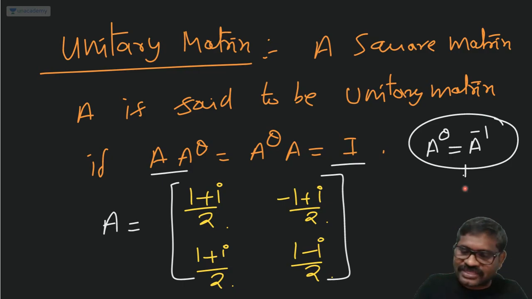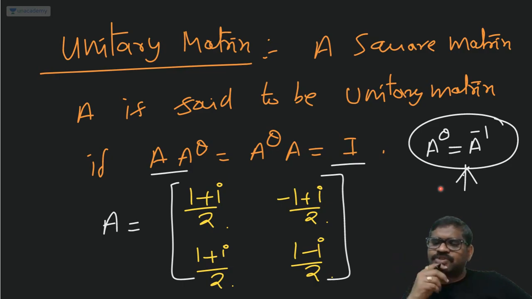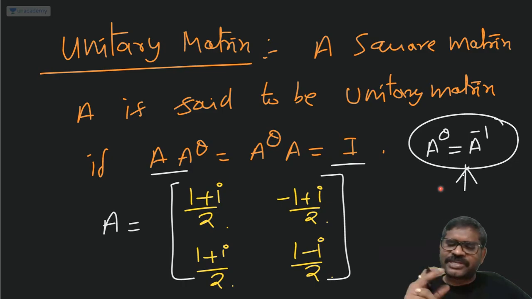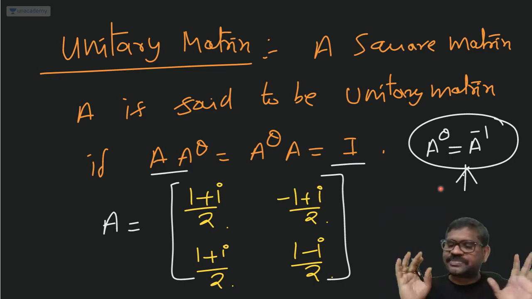In the case of unitary, here orthonormal vector, nothing. You need not apply that type of conditions. They are properties of orthogonal matrices. Those properties you should not apply here. Complex properties are different. Just you have to remember the definition.